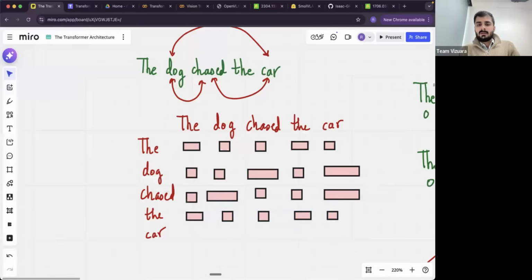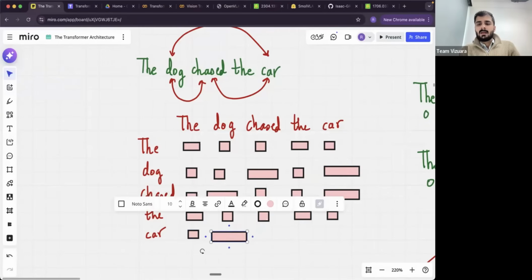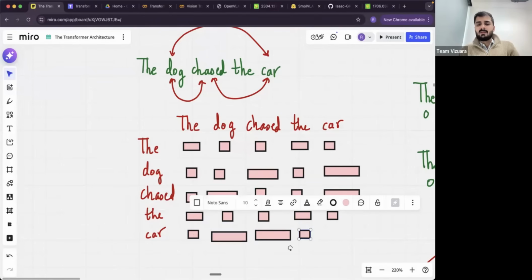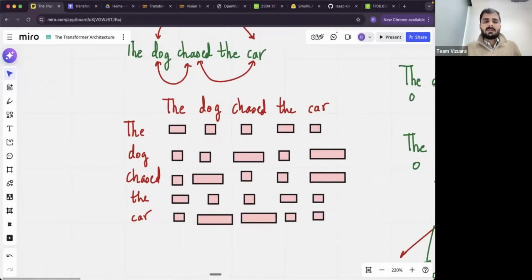And for car, we have already done most of the things. If you look at this, car and the, then car and dog, car and chased, again car and the, car and car, I'll probably keep the same thing. So this is something which is called the attention matrix.